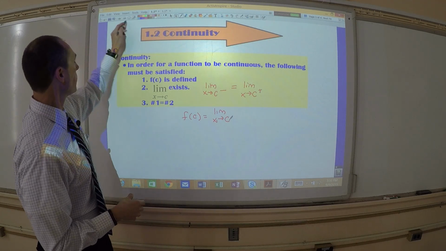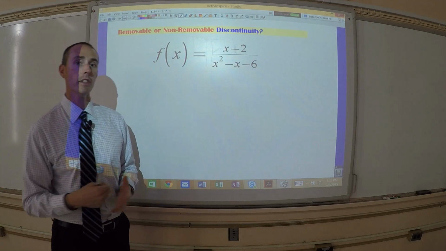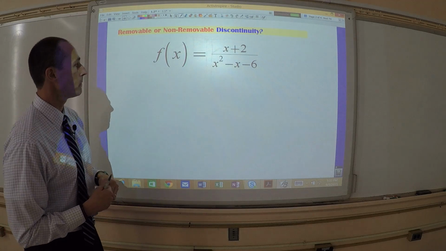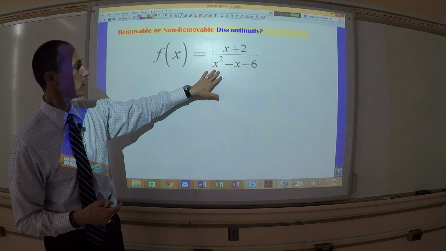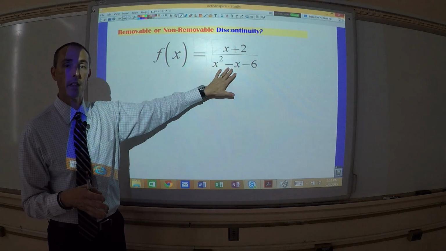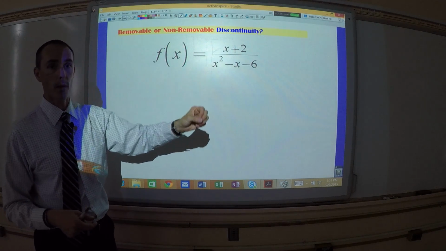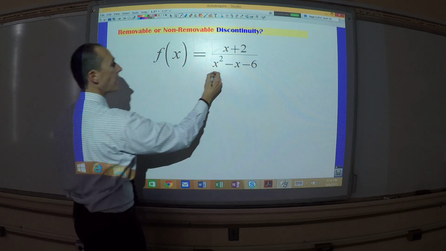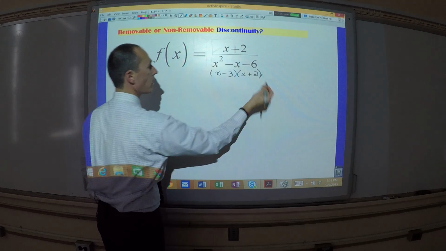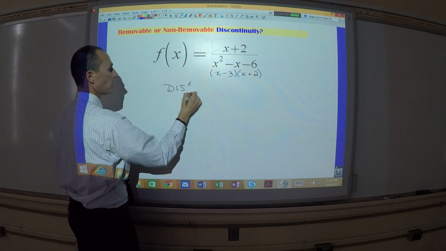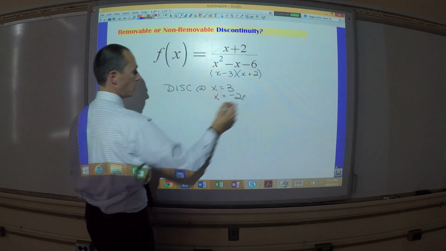Let's look a little further at a couple other examples here. We have this concept of removable versus non-removable discontinuities. As it stands now, we have two discontinuities to worry about here. I know that because in a rational function, if the denominator is 0 at any point, it means it's not continuous. However, we may or may not be able to remove them. If I factor the bottom, x minus 3 and x plus 2, that at least allows me to see that I have discontinuities at x equals 3 and x equals negative 2.